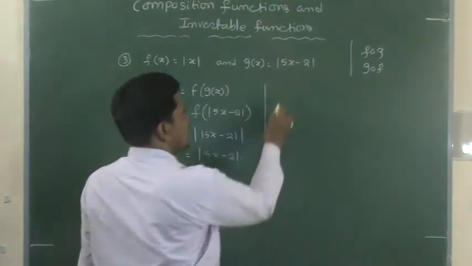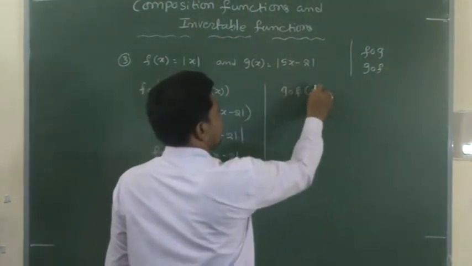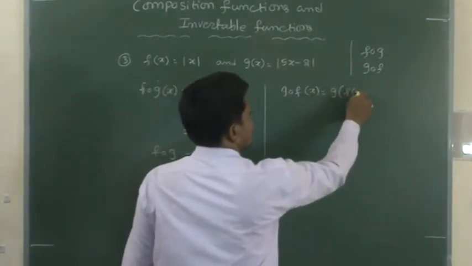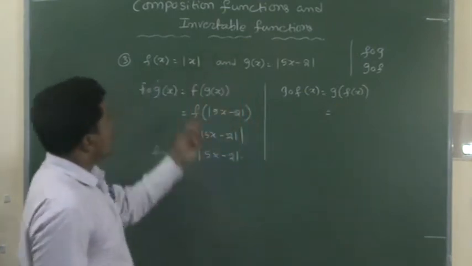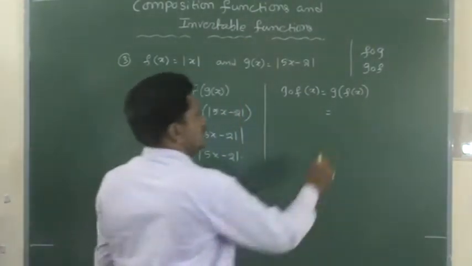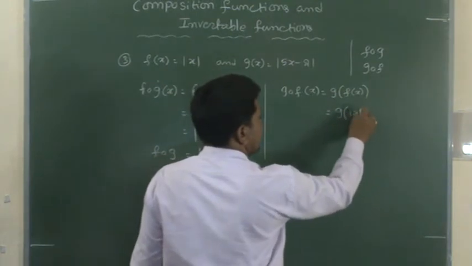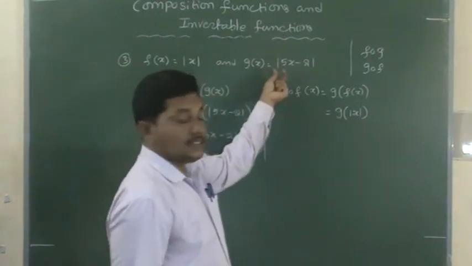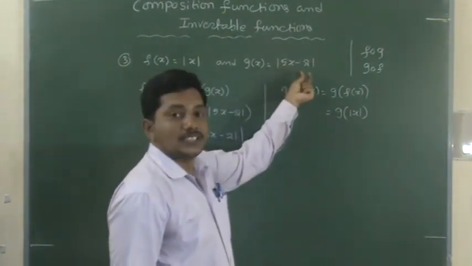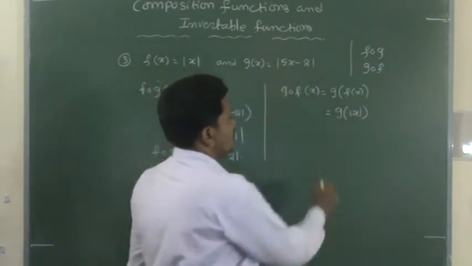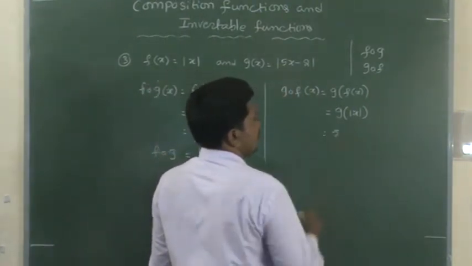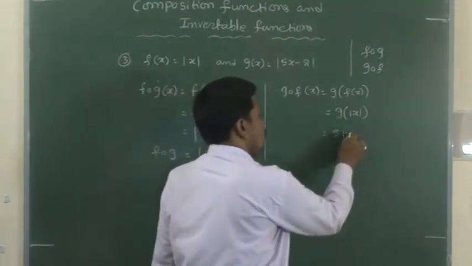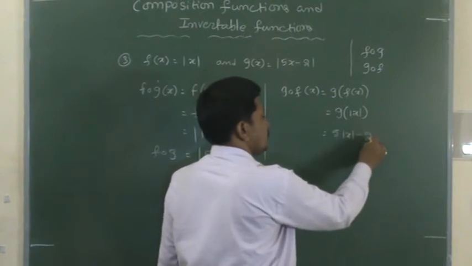Now I want to calculate g circle f of x. What is g circle f of x? g of f of x. Okay, good. What is f of x? f of x is modulus of x. So g of mod x. Now, what is the definition of g of x? g of x is modulus of 5x minus 2. So in place of x you want to write mod x. Right? 5 mod x minus 2.